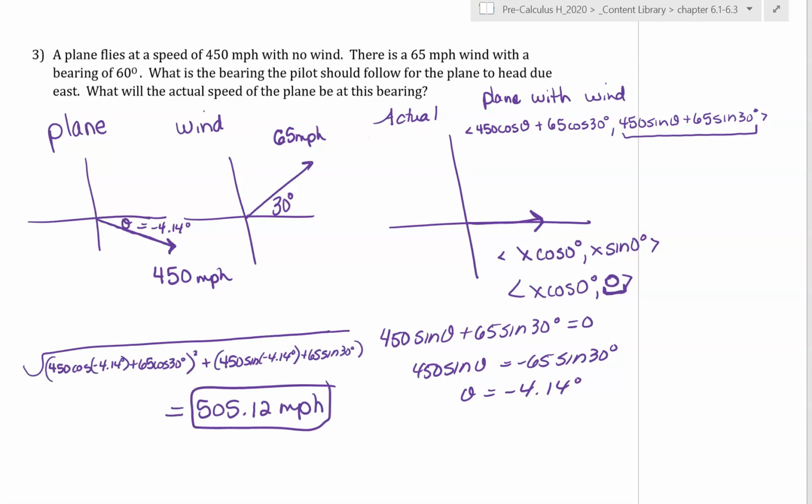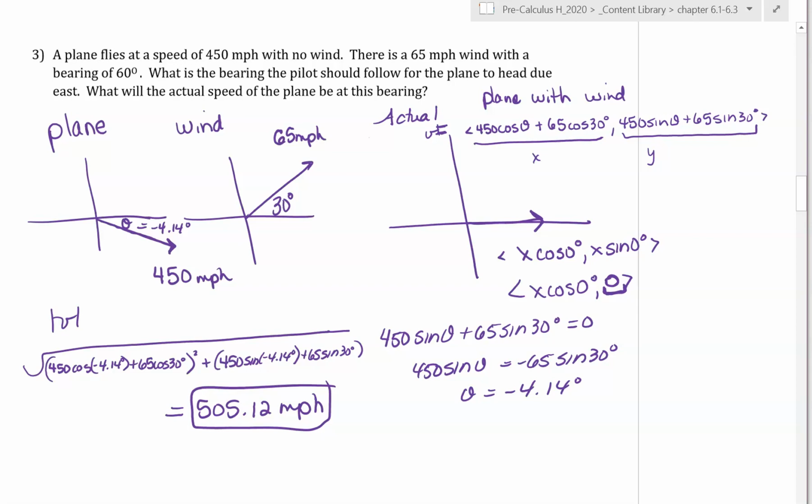All right, so notice this is what actually happened, right? And so what we want to do is find the magnitude of that velocity vector. So this is our x component, this is our y component, or our horizontal and our vertical. So when we find the magnitude, we get 505.12 miles per hour. We also need the bearing.